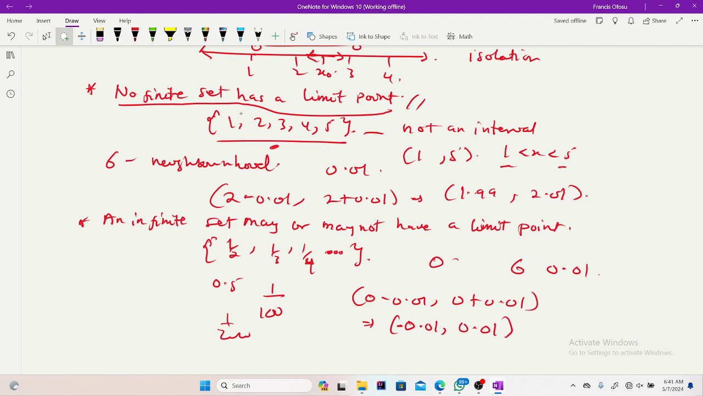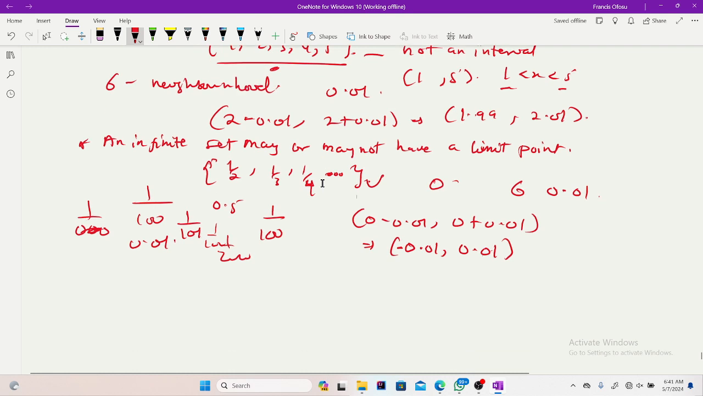They will fall within this range because here is 0.01, and 1 out of 100 will give us 0.01. So if you have anything like 1 over 101, 1 over 102, it will be less than 0.01. Take note. So surely you have members of this set falling here. Therefore, 0 is the limit point. So an infinite set may or may not have a limit point. In this example, it has a limit point.